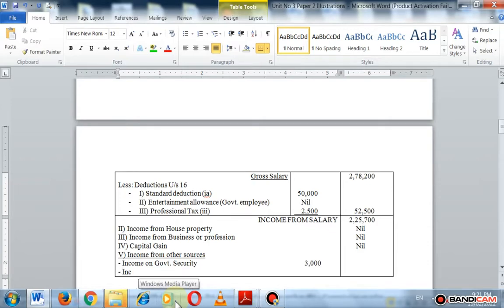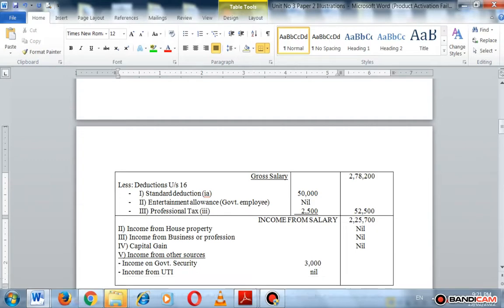Interest or income from UTI. Income from UTI, Unit Trust of India, is fully exempted. It is also part of income, but it is totally exempted, so here we directly write nil. Then next, income from bank deposits amounting to rupees 3,000.